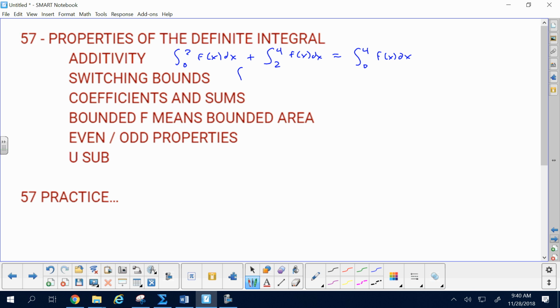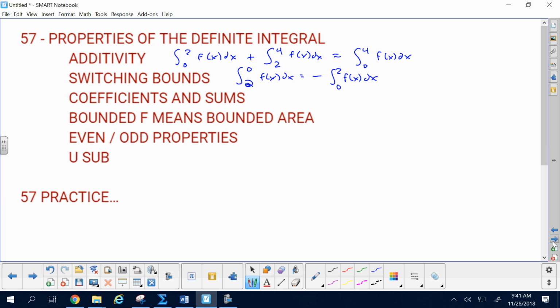Switching bounds. Say you had a case where the limits of integration were backwards, instead of going from lesser to greater like they should, which is to say left to right when you look at the x-axis, they're going right to left, or greater to lesser. You can switch those limits if you negate. That's because the dx or delta x is negative. We're changing x negatively if we go from 2 backwards to 0. So switching the limits of integration gives you the opposite of the normal.